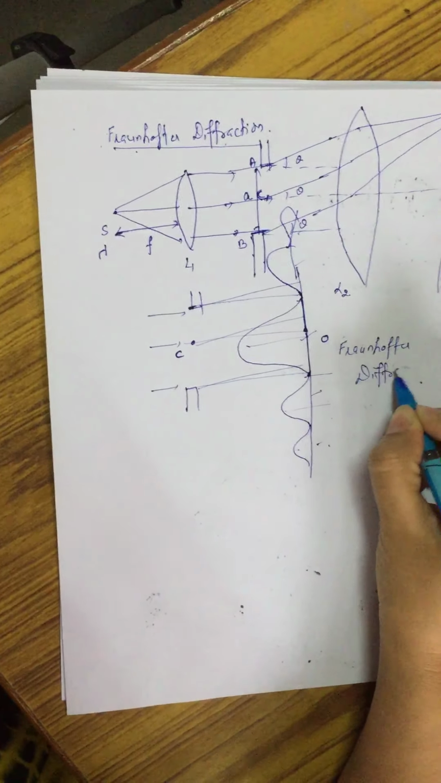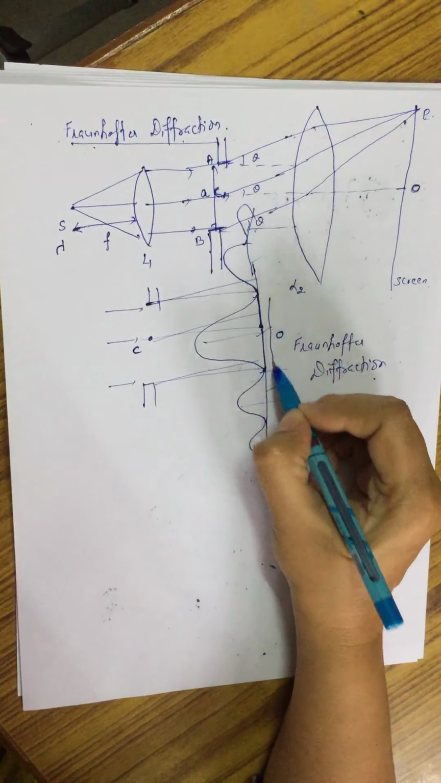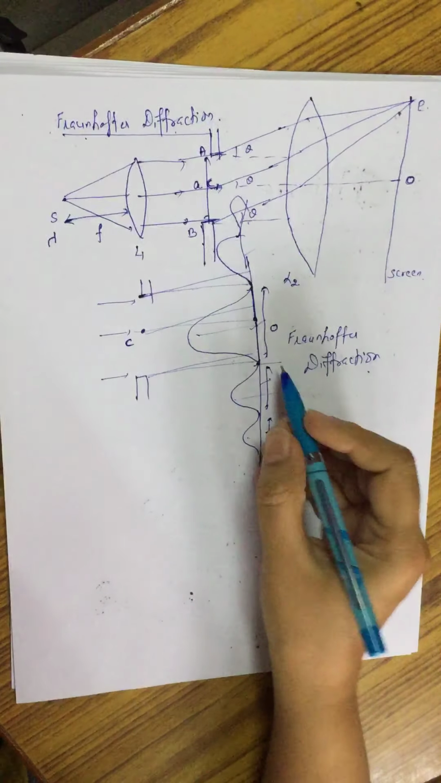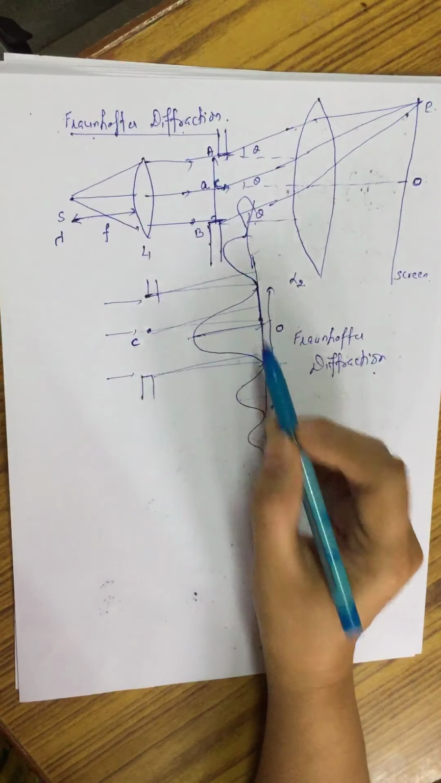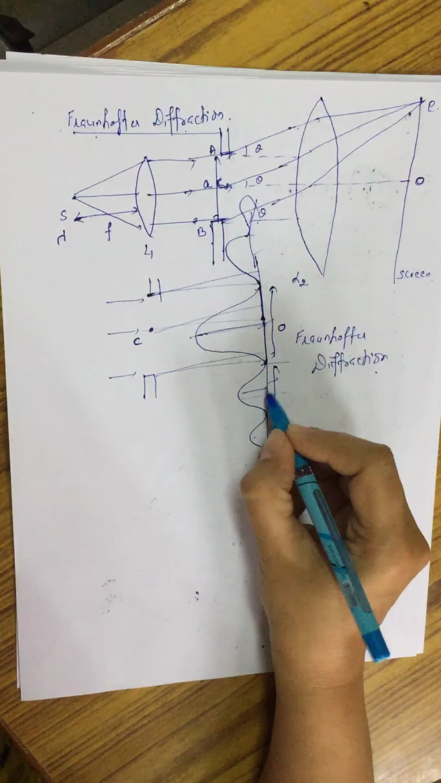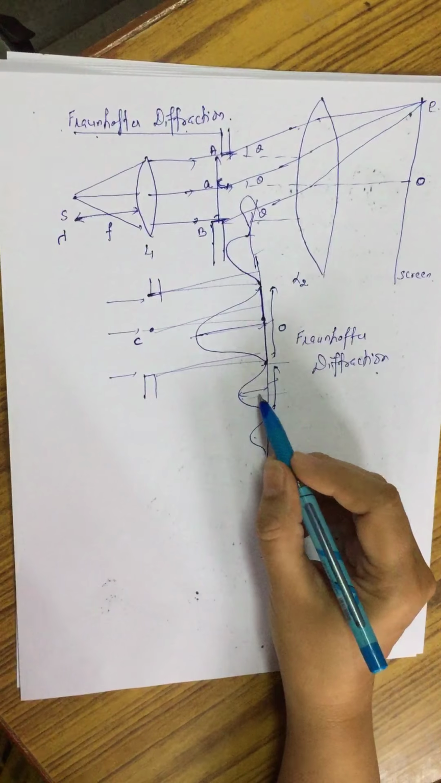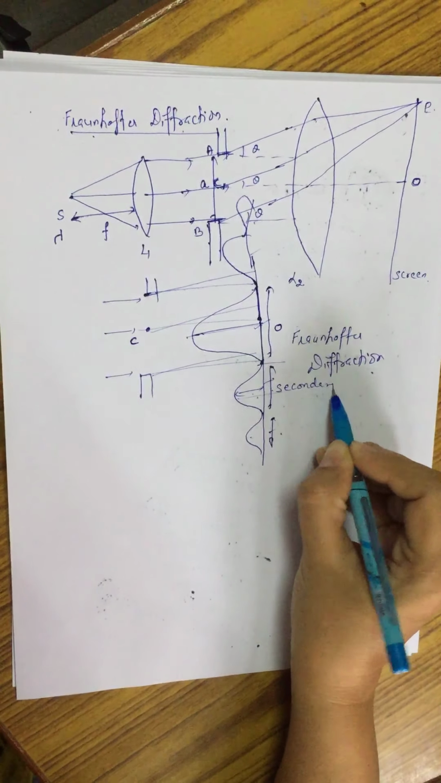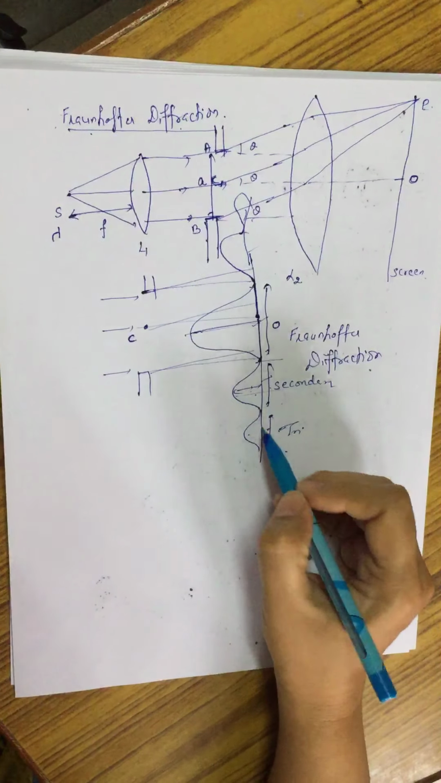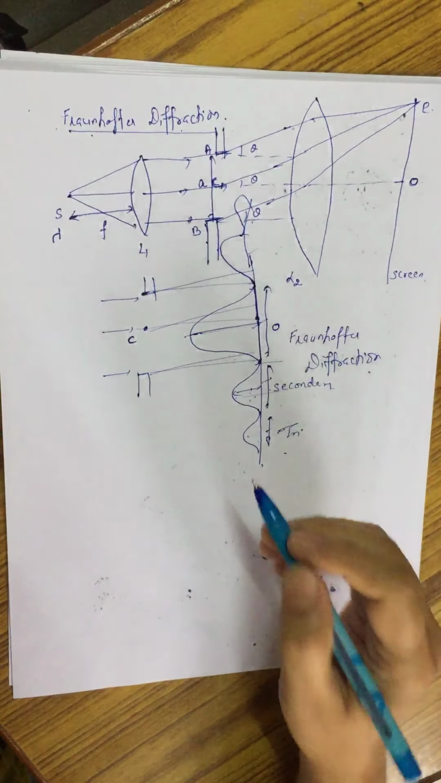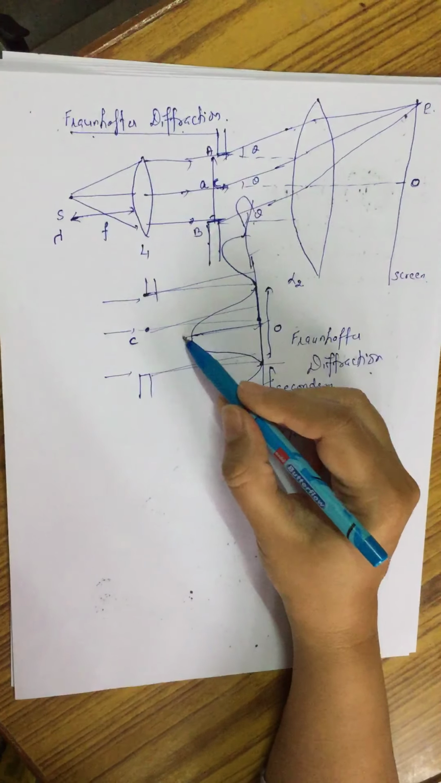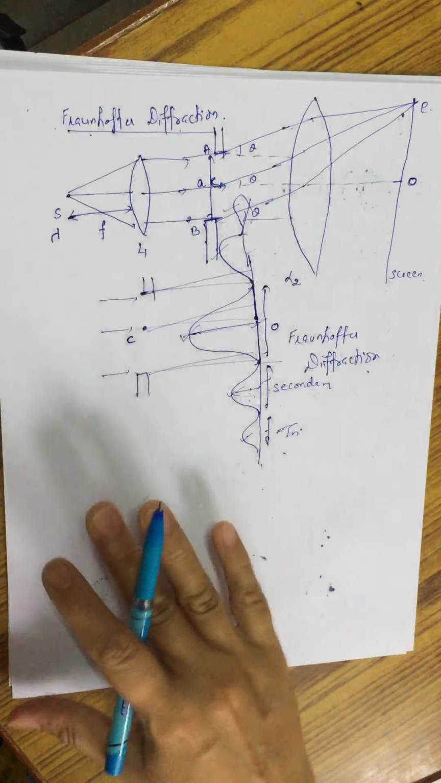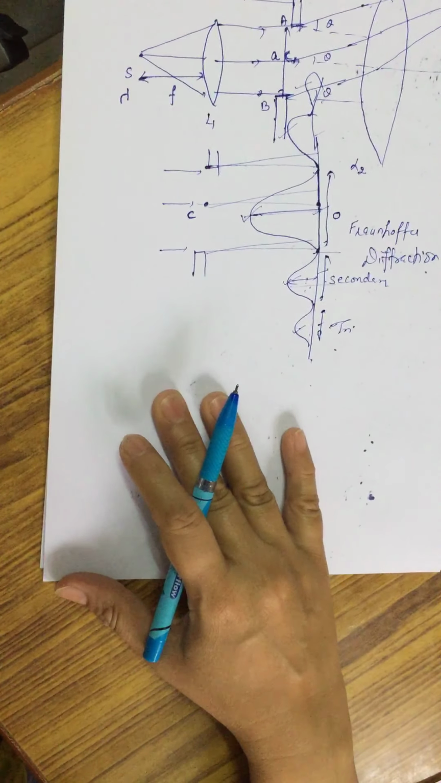Why is this pattern obtained, how is the width of the central maxima double as compared to the other maxima, and why is the intensity of the central maxima maximum whereas the intensity of the other maxima, that is secondary maxima, tertiary maxima, goes on decreasing with the order? Now we will discuss the central maxima and how the intensities of the other maxima go on decreasing.